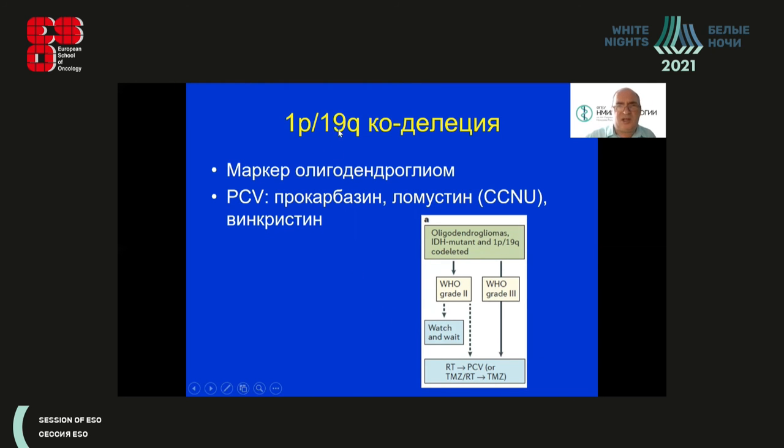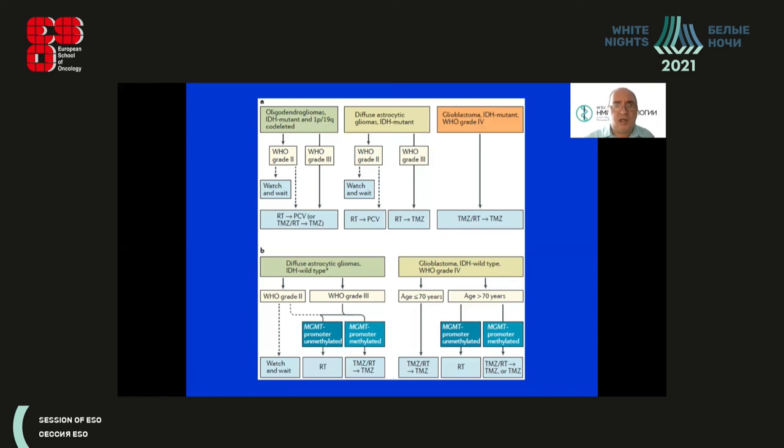When we speak about 1p19q co-deletion, there are many genes which are located here. Some of them impact the pathogenesis of gliomas, but I suppose in terms of co-deletion, it has only prognostic value. And further on, these particular tumors are treated according to their diagnosis.